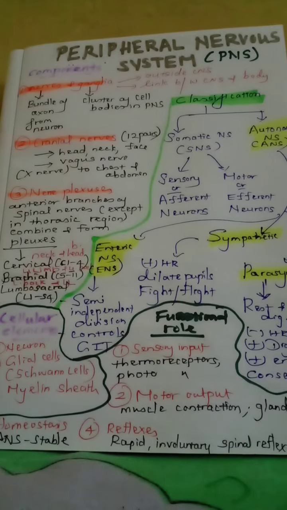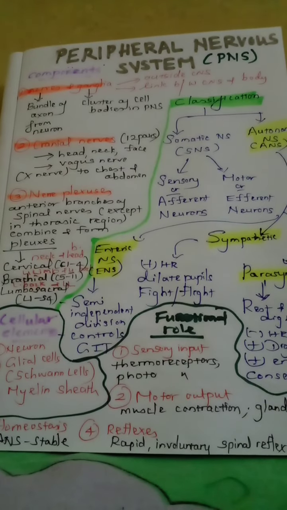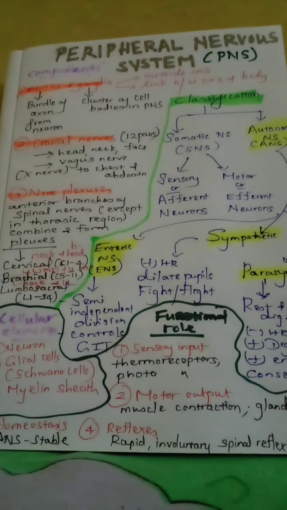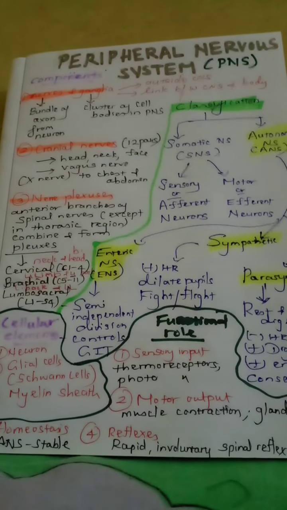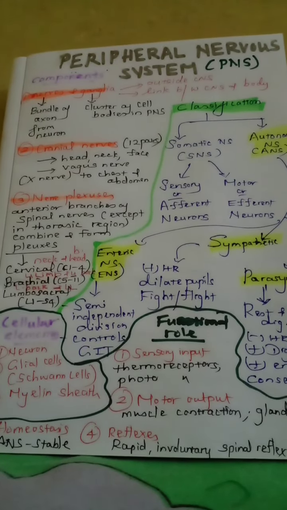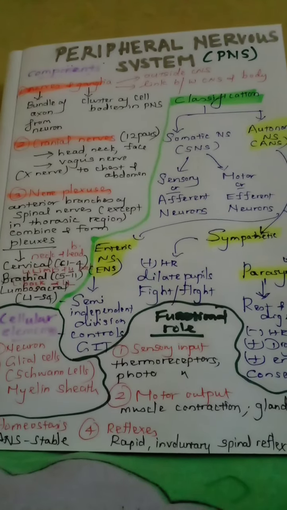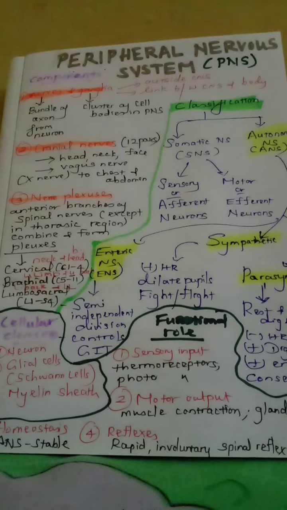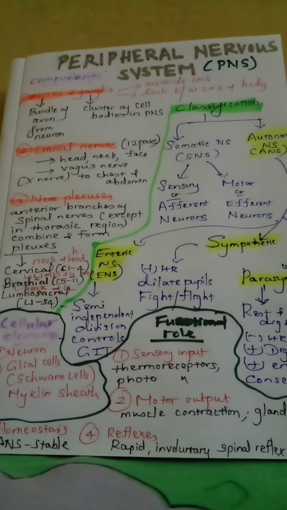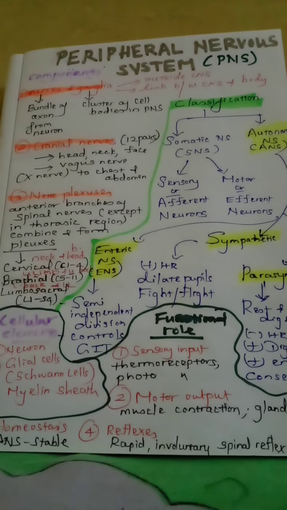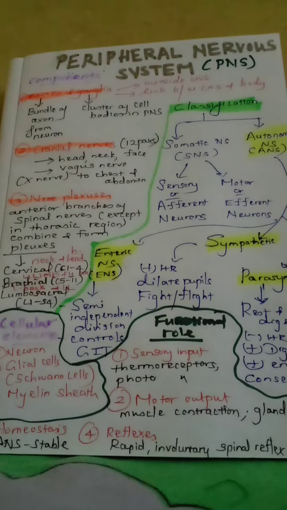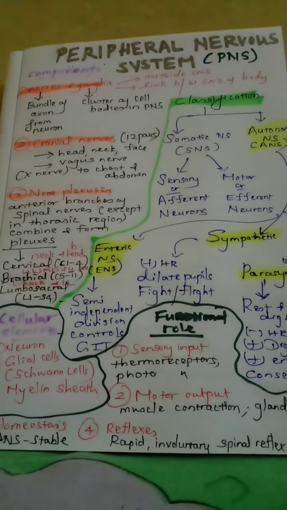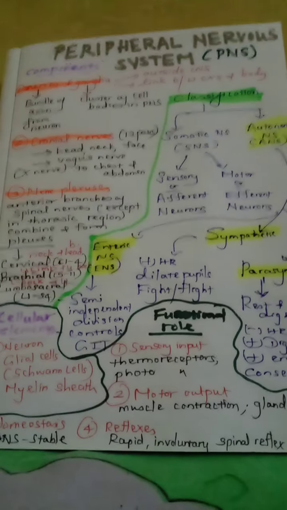Right. So now, if you look at the components, there are three, that is, nerves and the ganglia, cranial nerves, and the plexus. So, nerves, of course, are the neurons, and a cluster of cell bodies is what we call the ganglia. 12 pairs of cranial nerves send impulses to specific regions, and the plexus are the anterior branches. And there are three types: the cervical, the brachial, and the lumbosacral.